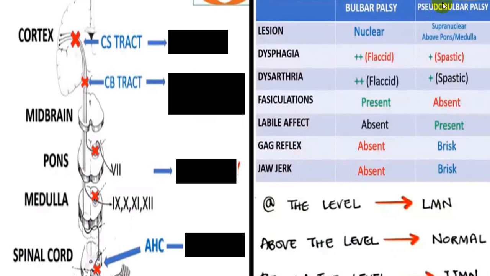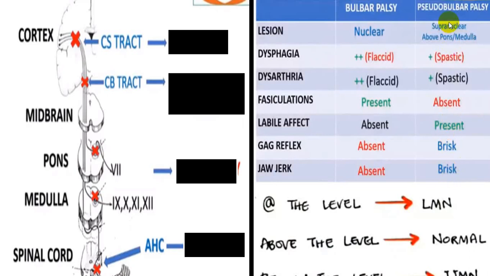While in a case of a bilateral upper motor neuron, which is because of the damage to bilateral corticospinal tract due to multiple strokes, you will have a spastic dysphagia, spastic dysarthria. You will have what we call a labile effect because of damage to simultaneously frontal lobe. Fasciculation is usually absent because there is no atrophy. You can get disuse atrophy in a late stage. Gag reflex will be brisk, jaw jerk will be brisk.